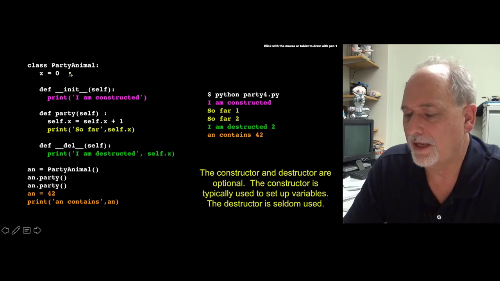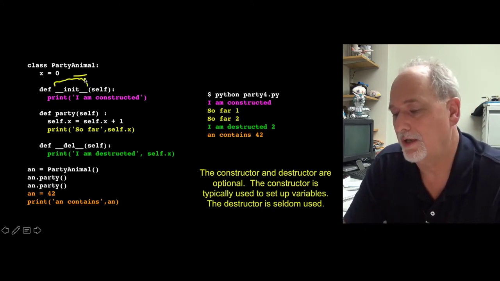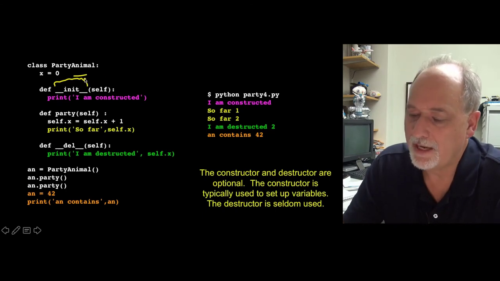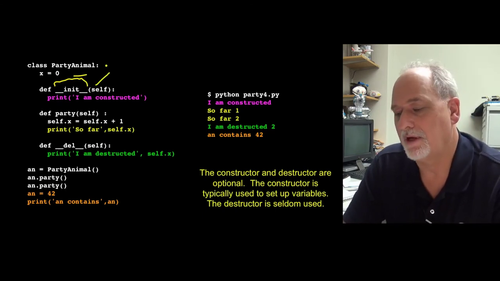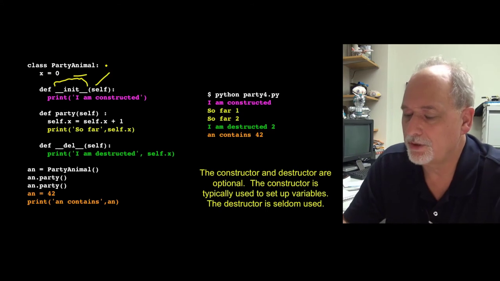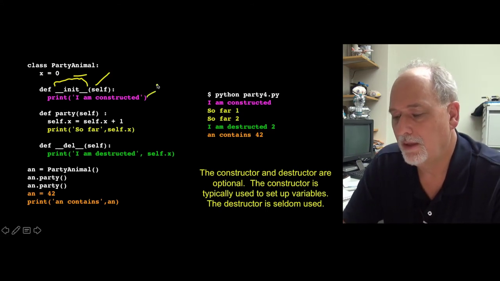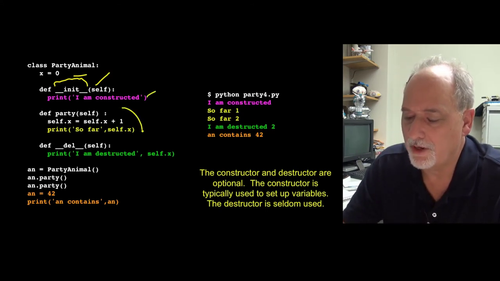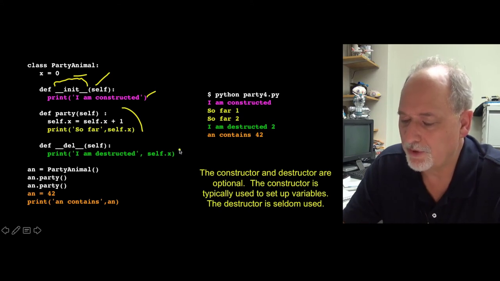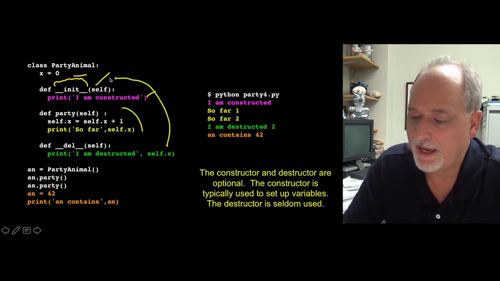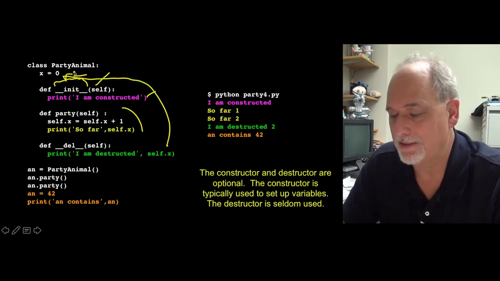So we have this variable x, and the constructor has a special name, underscore underscore init underscore underscore. Again, we pass in the instance of the object, self. In this one, all we're going to do is print out that we're constructed. And here's this code that we've had before, and now we have underscore underscore del, and we pass in self, and we'll just print out that we're being destructed and what the current value of x is for that particular instance.